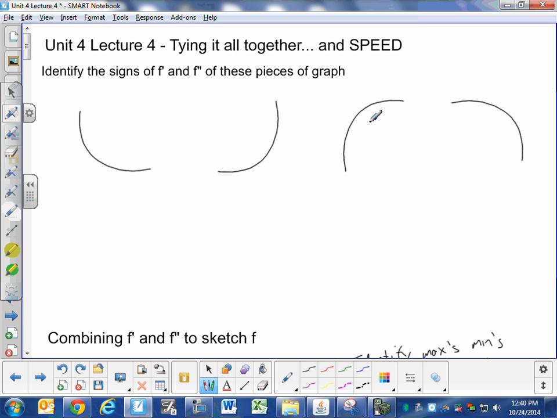I have 4 pieces of graph. I asked you to identify the signs of f prime and f double prime, given that these are all pieces of f, of course. Well, if you know something from left to right is decreasing, we know that f prime is negative. If I know something is concave up, I know that f double prime is positive.